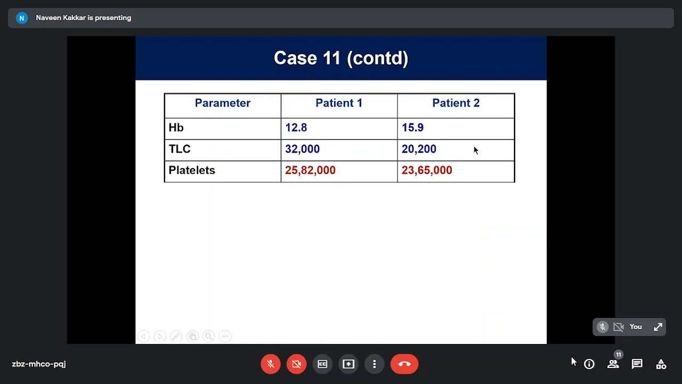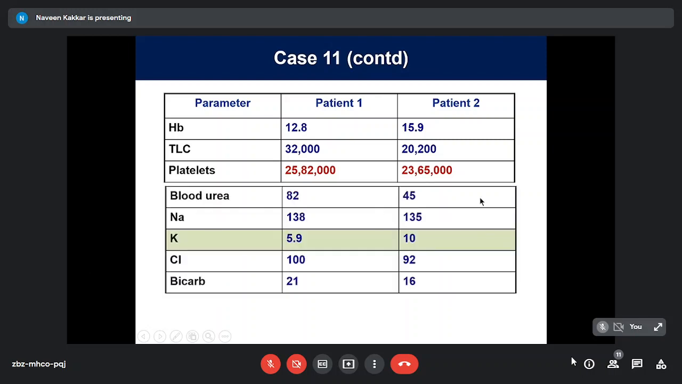That's its CBC parameters. TLC was high in both, and marked thrombocytosis, more than 20 lakhs in both of them. Those are the biochemical parameters. Here the potassium was almost 6, and the other patient was 10. Now we went to the ward just to have a look at the file, and he was sitting up on the bed. You can't be sitting up with a potassium of 10, and you will be in some trouble if you're hitting 6.